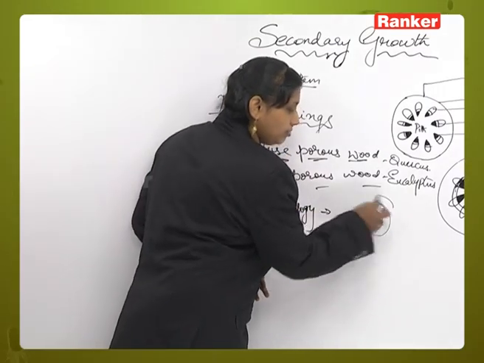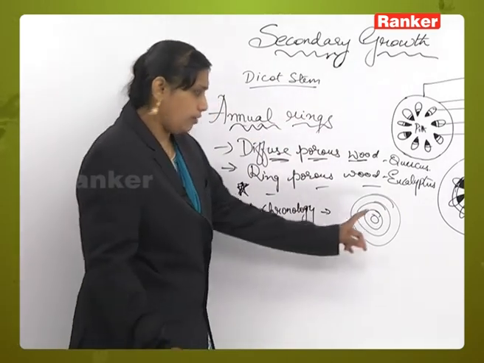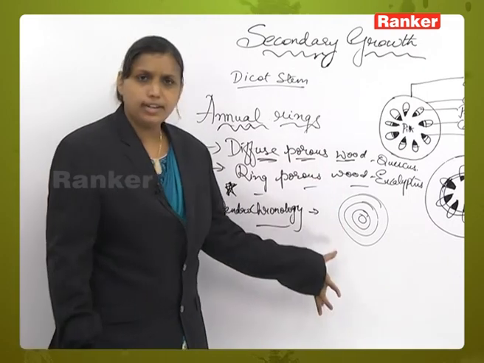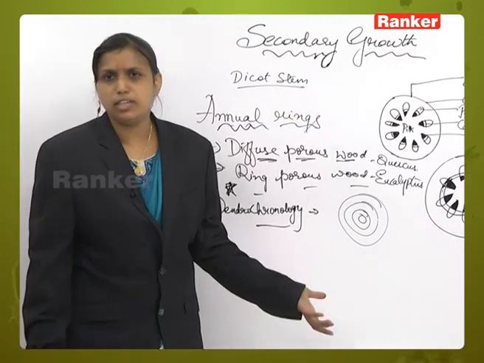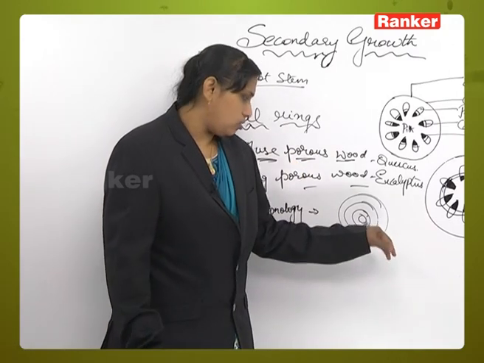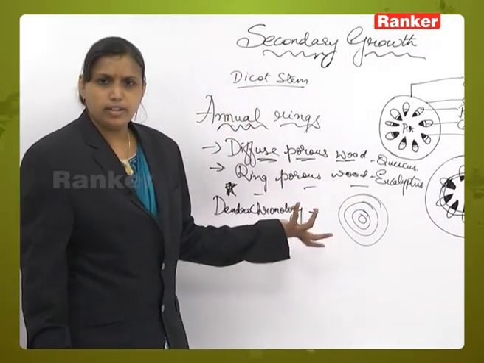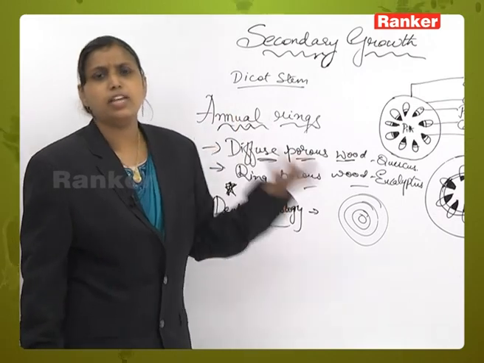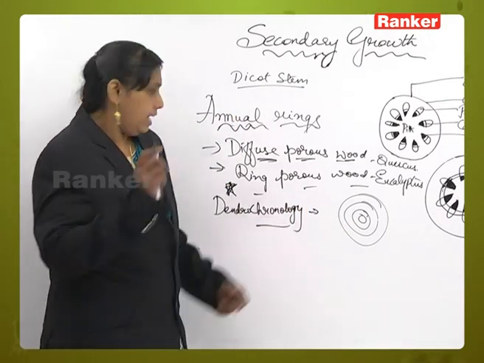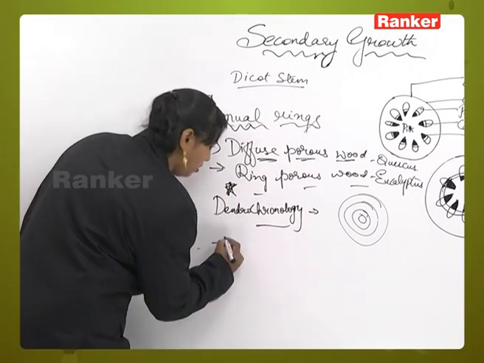Okay. If we have 50 annual rings, the age of the plant will be 50. If you have 200 annual rings, the age of the plant is 200 years. The study which digs into the detailed study of the annual rings in a particular plant and gives us its age is called dendrochronology. Okay. Next, we are supposed to talk about two more terms.